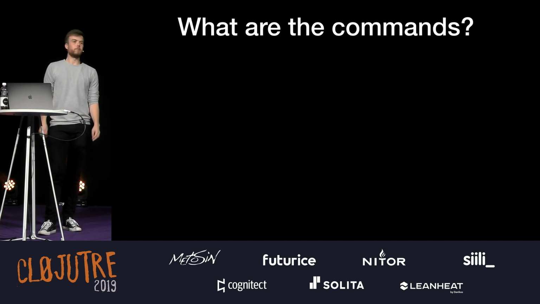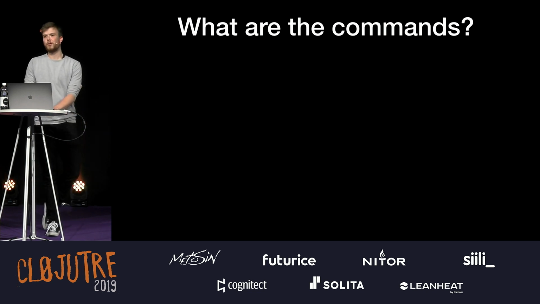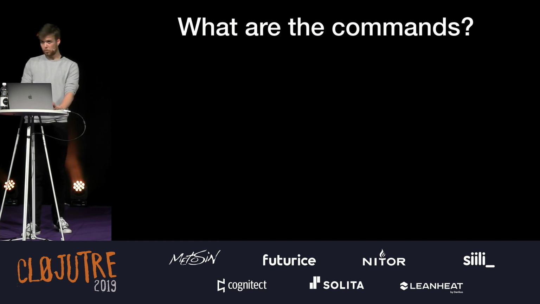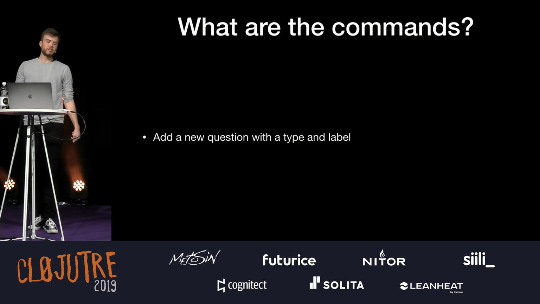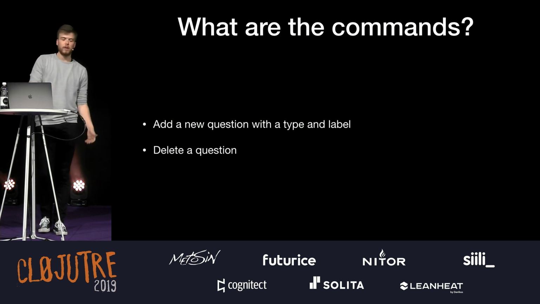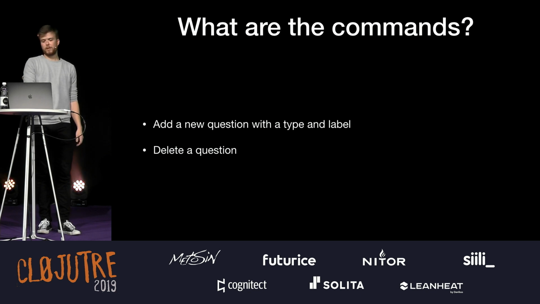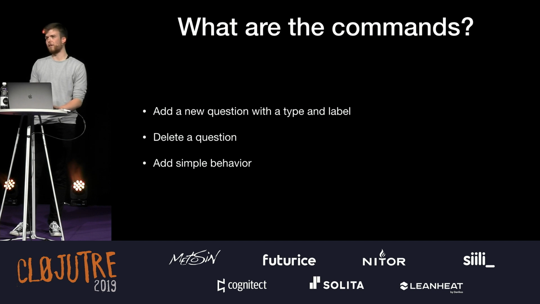To start, we define what the commands are that we want to run against the system. What are the operations that we want to run against the form builder during the test? I like to start things simple and add more complex behavior when I get the test up and running. The most common operation is to just add a new question with the type and the label. So let's put all of this into one command. This will be our first one. We can also delete questions. And we can add some simple behavior to the form, making it conversational.